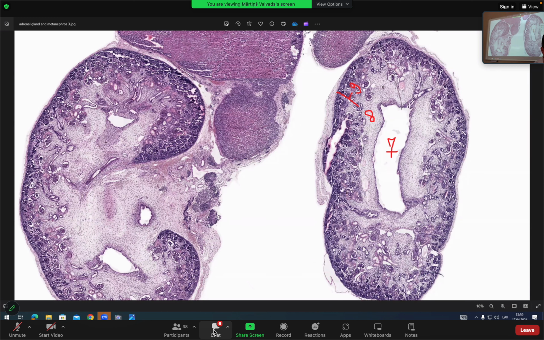Nephrogenic blastema. All names mean the same thing. Basically, it's the outer part of the kidney that's developing, and first nephrons are forming here. Nephron formation is happening here.